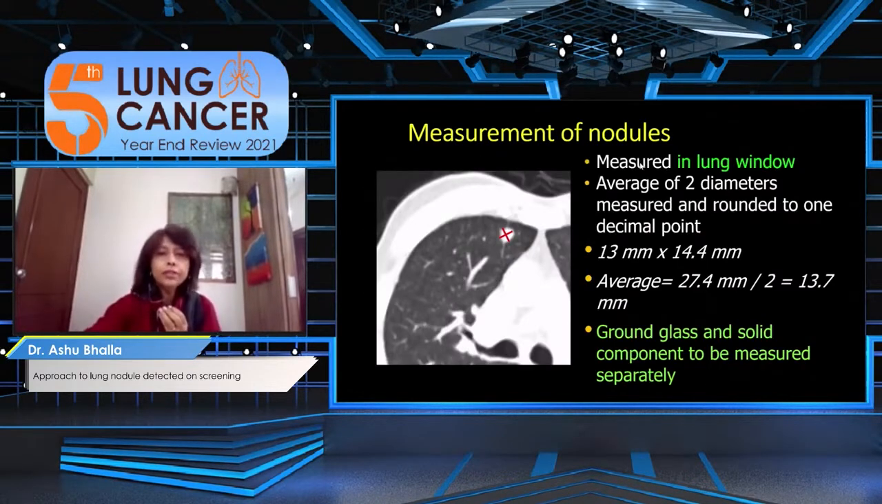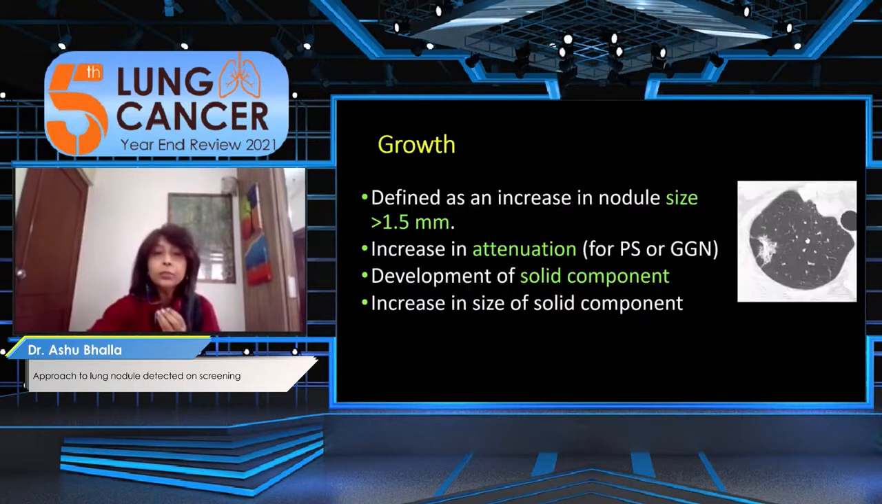Then what is important is size measurement. How do we measure the size? You take the two largest diameters perpendicularly, add them, divide by 2, and express it to one decimal point. As we go through the various Lung-RADS categories, the ground glass and the solid component need to be measured separately and reported separately. So that is the measurement.